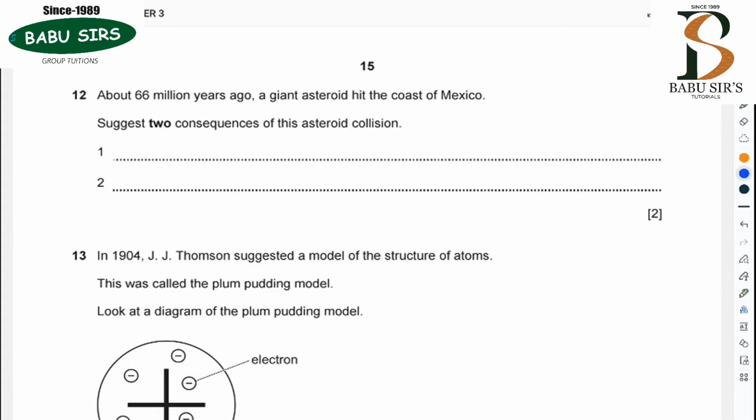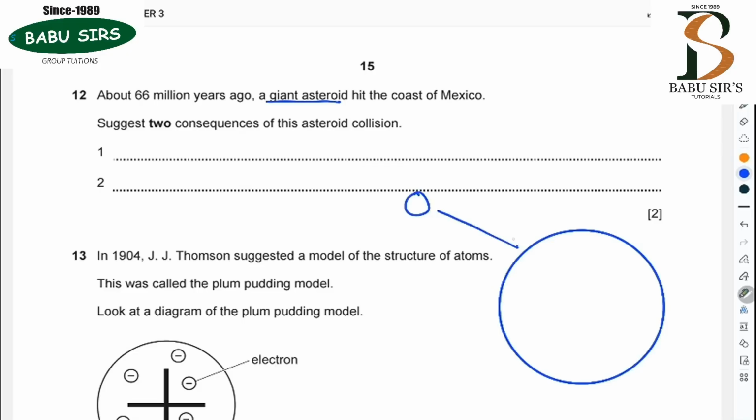Question number 12. About 66 million years ago. Now this is the Earth and a giant asteroid. This collided with the Earth and hit the coast of Mexico. Now what happens when an asteroid hits the Earth? There might be climate change.